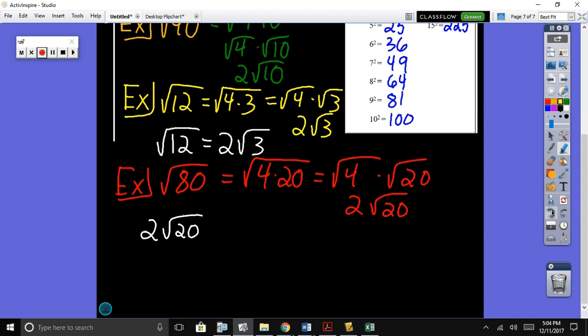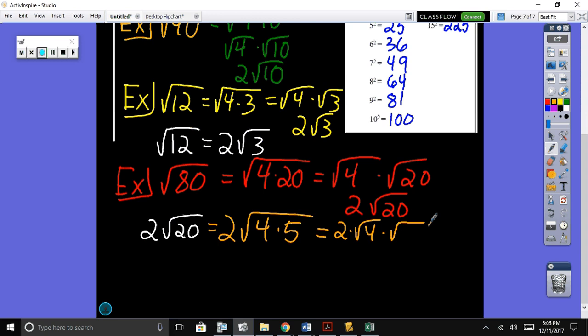I could break that part up into, leaving the 2 out front, the square root of 4 times 5, which is the same thing as 2 times square root 4 times square root 5. And we know the square root of 4 already, that's 2, so we have 2 times 2 times square root 5. And we're going to combine these like terms. Since they're both outside of the radical, we can combine them. 2 times 2 is 4 square root 5.